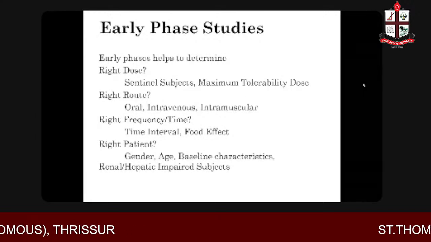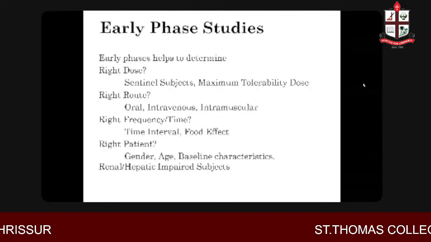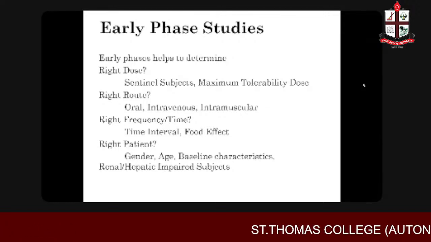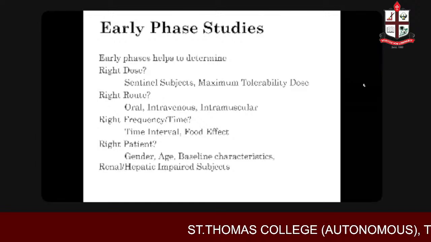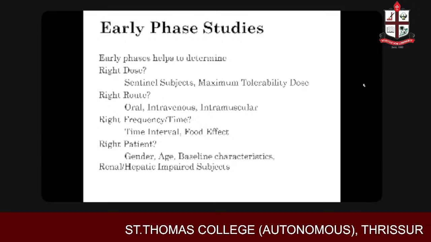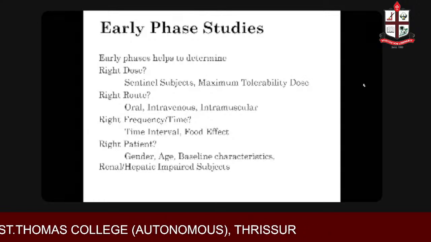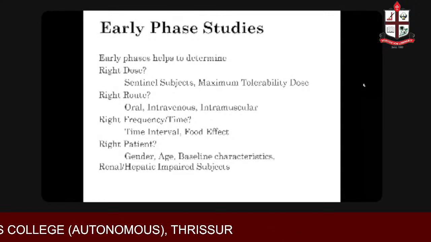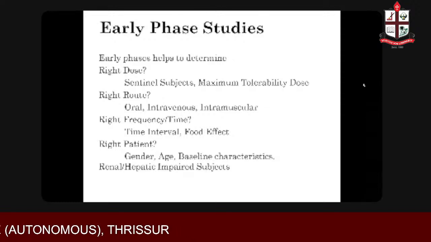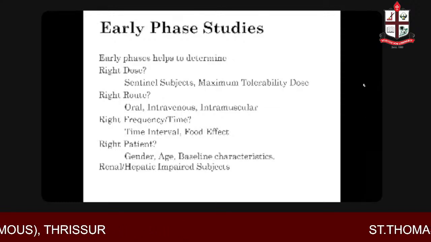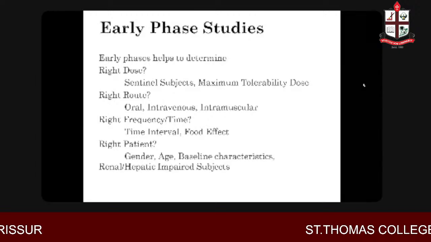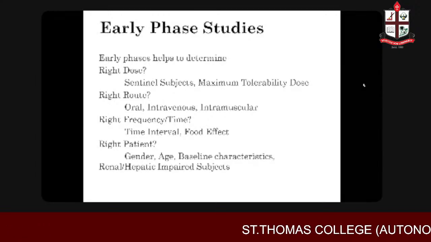So there are a number of studies that will be conducted. What I have given is limited. There are a number of phases. For example, drug-drug interaction also will be there. Whether we are giving it with another drug, how it is impacting, or if we are giving it with another drug, whether it is improving the bioavailability of the drug or not. So there are many studies that will be conducted during these early phase studies.